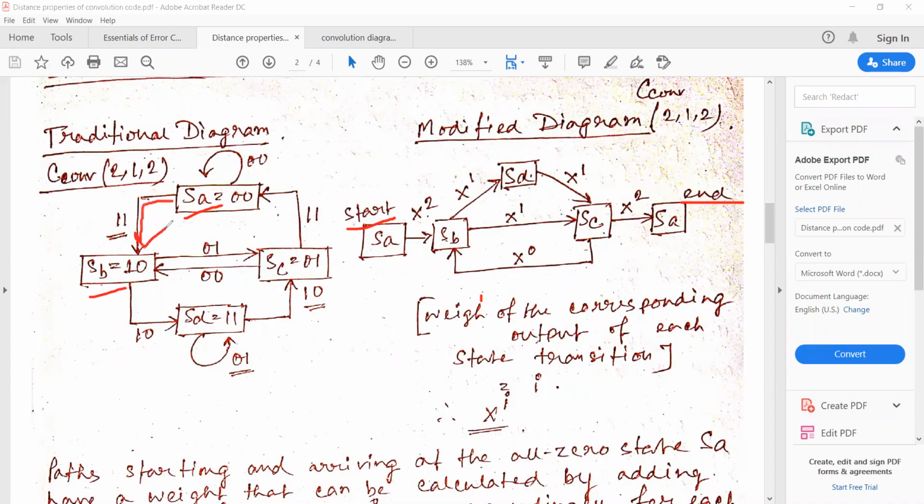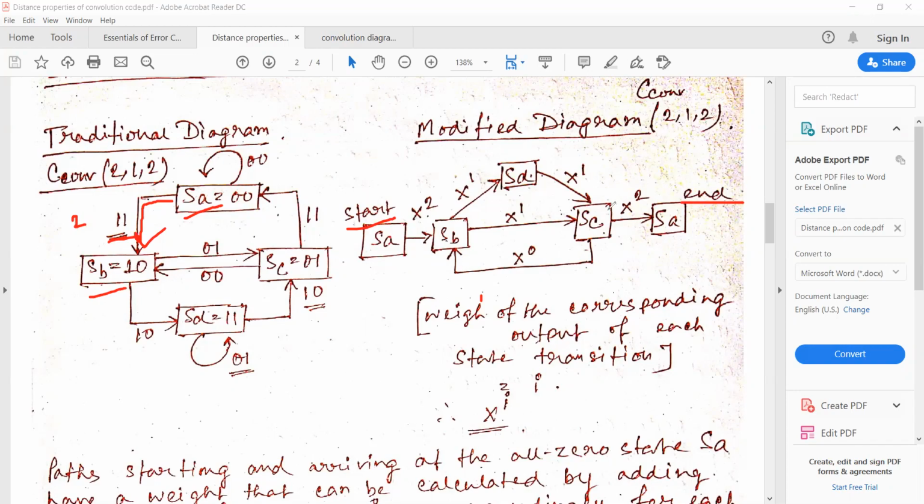Okay, so I've already told you that we will consider the output. What is the output? This is 1 1. And what is the weight of the output? This is 2, because there are two 1s present, so this is 2. So that's why I'm writing this as SA to SB.